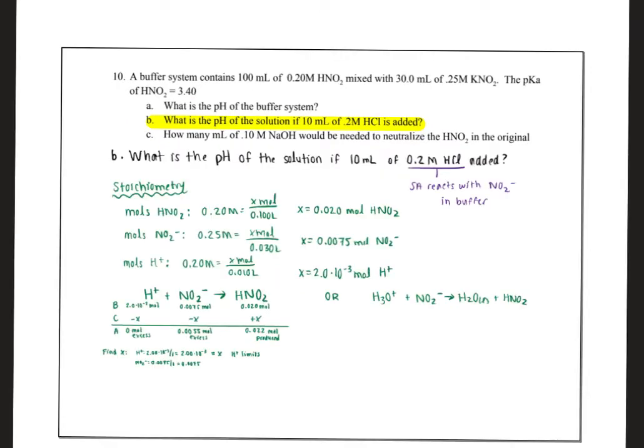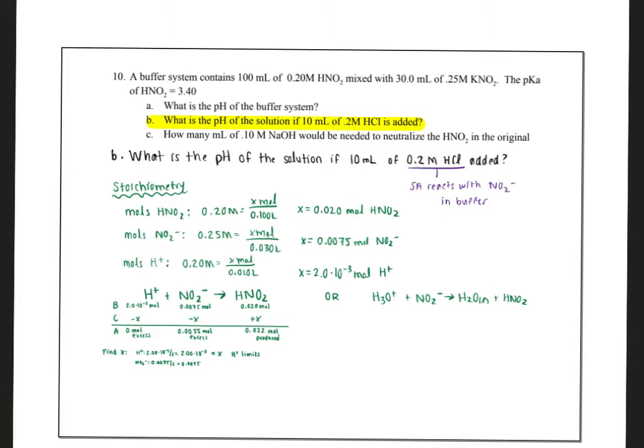All right, so the first thing we need to do in order to fill out this BCA table is actually get the starting amount of moles of everything. So for HNO2, we have 100 mL and it's 0.2 molar. So that's 0.1 liters. Remember, molarity is moles per liter. So I just crisscross multiply. So multiply 0.1 times 0.2. I get 0.020 moles of HNO2 to start. So that's what I'm putting right here.